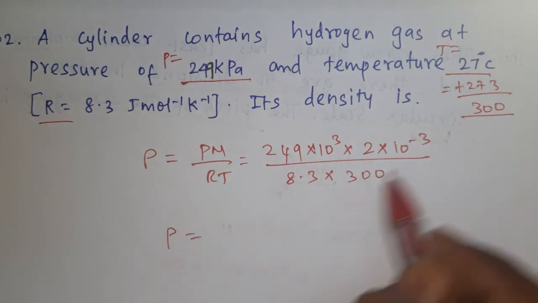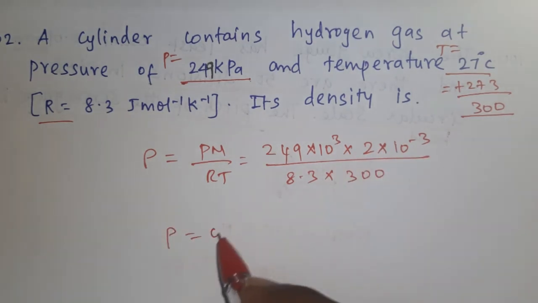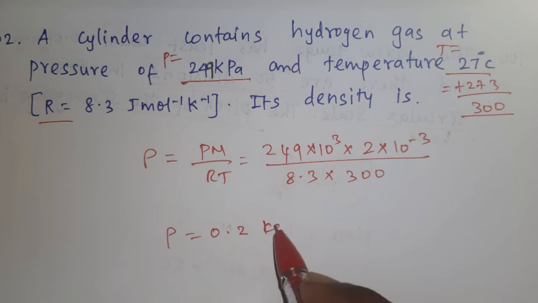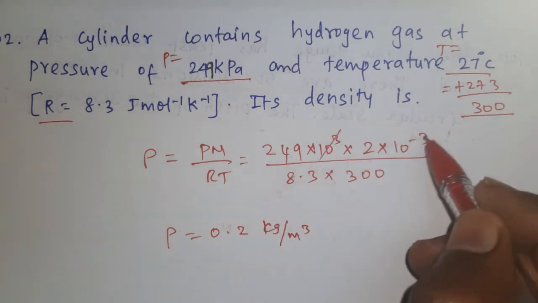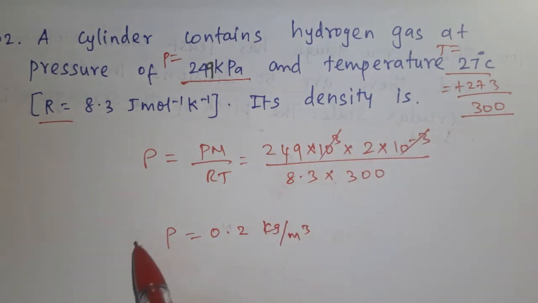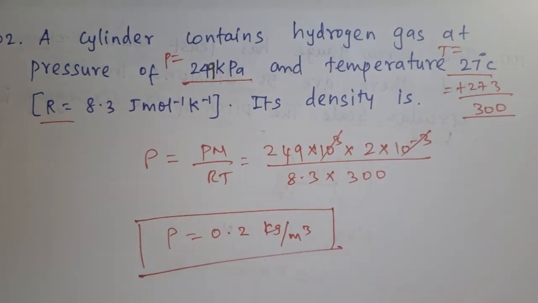If you simplify this, we will get the density. The 10 power 3 and 10 power minus 3 are going to cancel. Then if you simplify this, you will get 0.2 kilogram per meter cube.